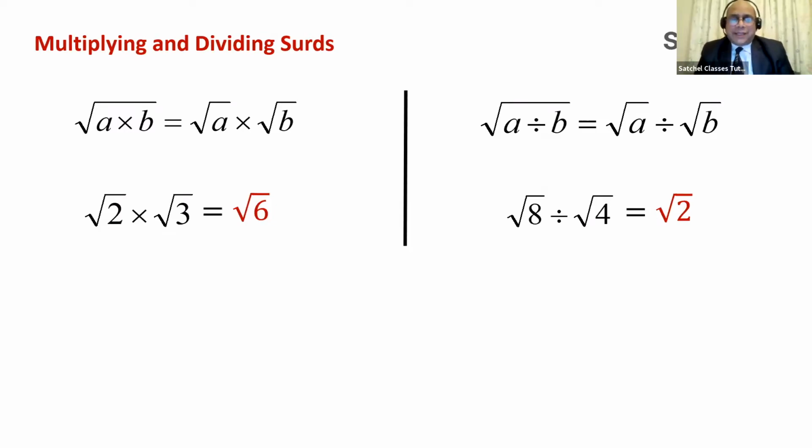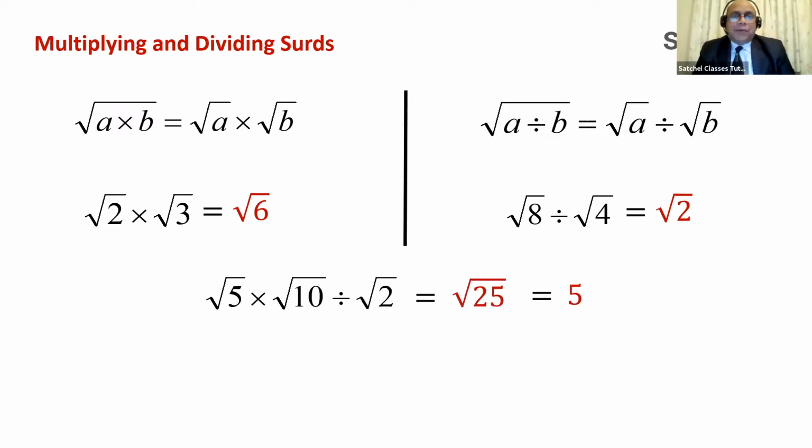Okay, let's take a complicated example. Square root of 5 multiplied by square root of 10 divided by square root of 2. Let's look at the numbers first. 5 times 10 is 50. 50 divided by 2 is 25. So that is square root of 25, and square root of 25 is actually not a surd. Remember, 25 is a perfect square, a square number. So square root of 25 is 5. So that's your final answer, right?